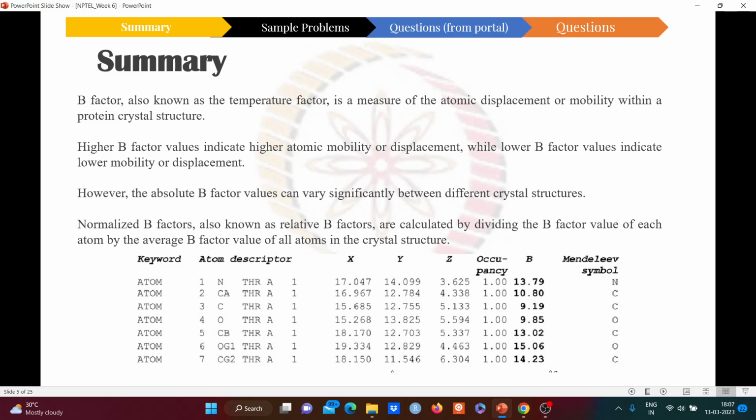In summary, B factor and normalized B factor are measures of atomic displacement or mobility within a protein crystal structure, while a B factor provides absolute values of mobility. Normalized B factor allows for a more meaningful comparison of relative flexibility between regions or proteins.